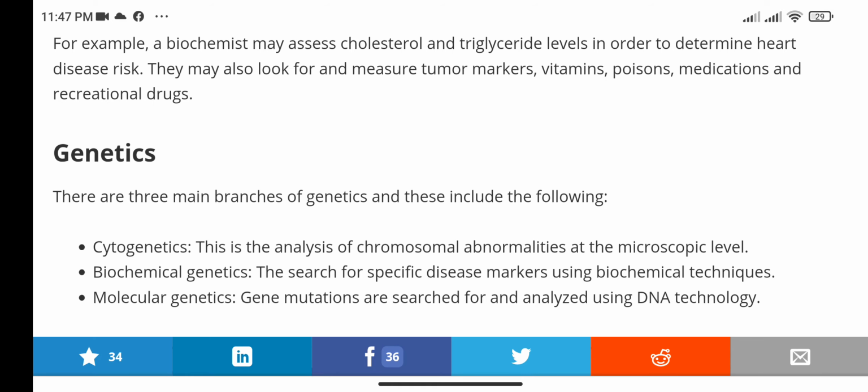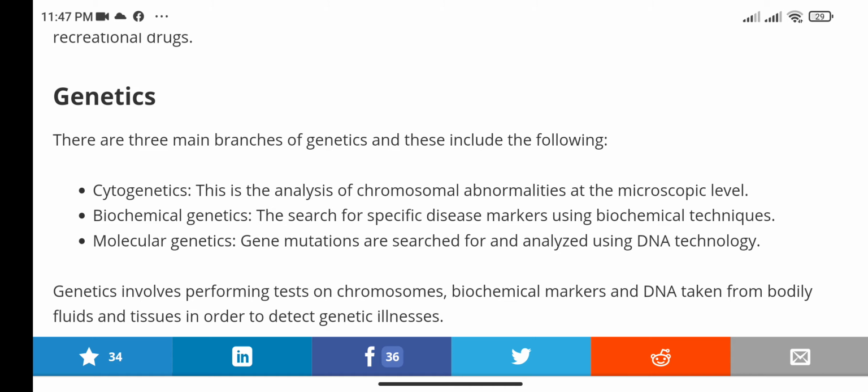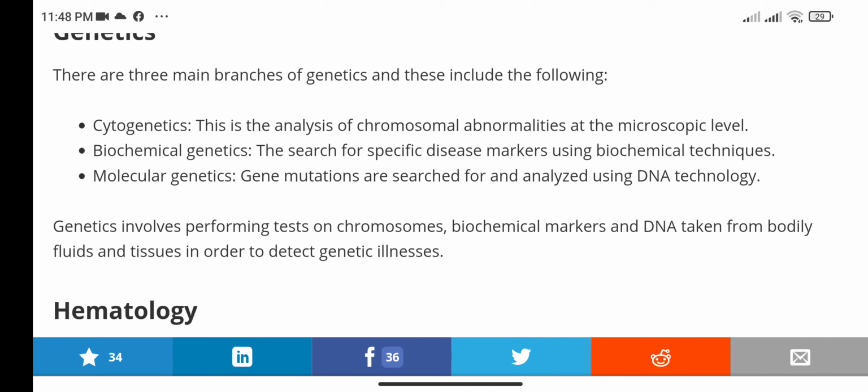Genetics includes cytogenetics, biochemical genetics, and molecular genetics. Cytogenetics analyzes chromosomal abnormalities at the microscopic level. Biochemical genetics is the search for specific disease markers using biochemical techniques. In molecular genetics, gene mutations are searched for and analyzed using DNA technology. Genetics involves performing tests on chromosomes, biochemical markers, and DNA taken from bodily fluids and tissues in order to detect genetic illness.